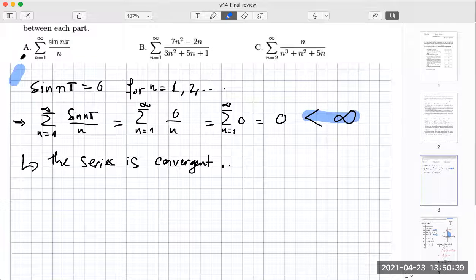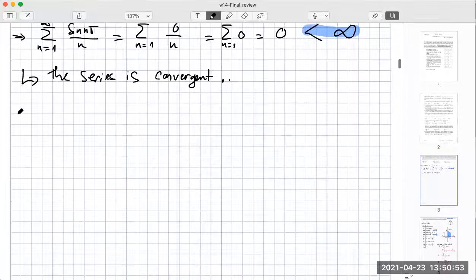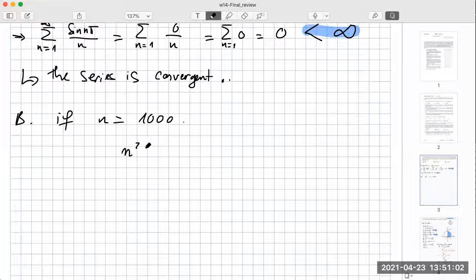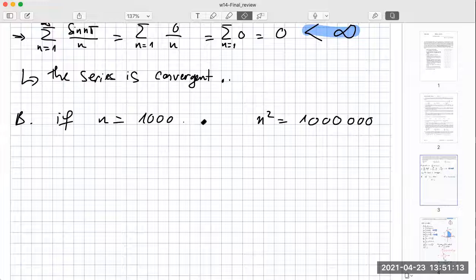Question B here. So it is the sum of fractions here, right? When n goes to infinity, for example, if n is equal to 1000, n squared, what is it? 1 million, right? When we compare these two, which one is bigger? Yeah, n squared is a lot bigger, right?